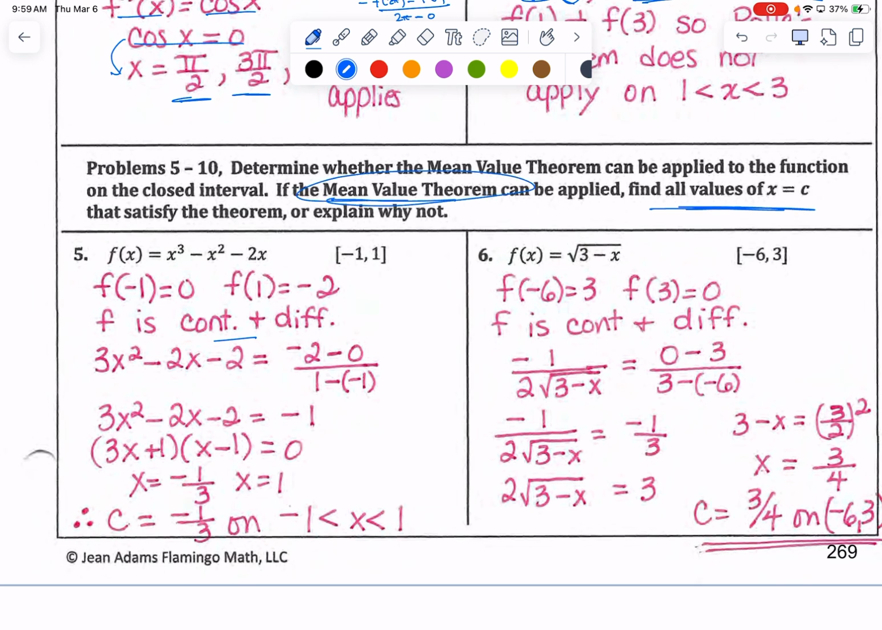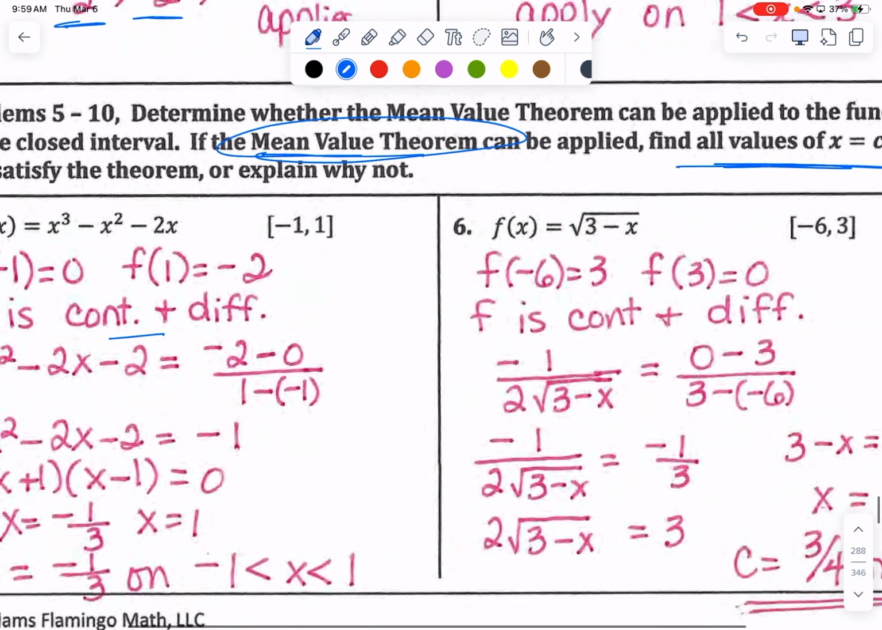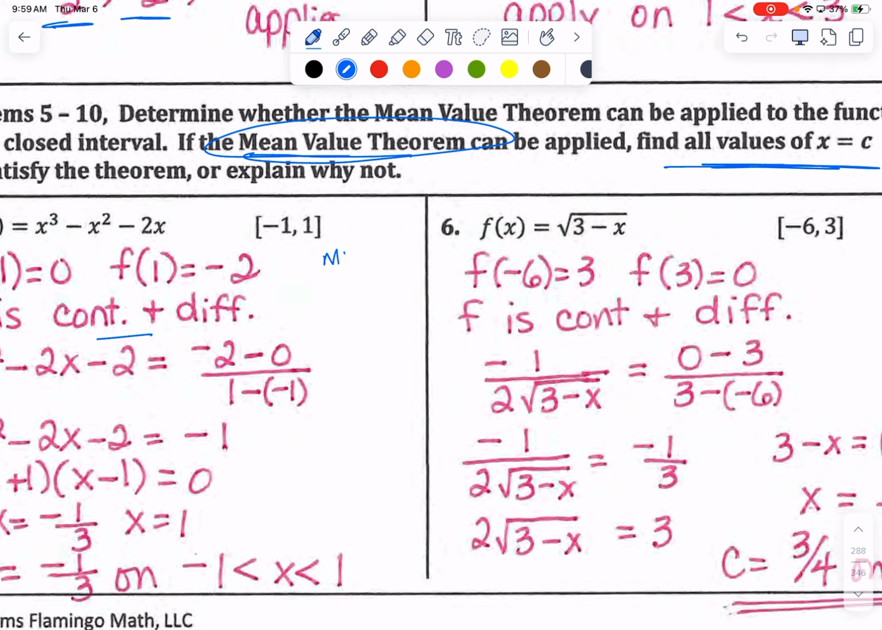Okay, so we're going to find out what the slope of the secant is. Now, here's what you need to memorize from MVT, everybody. You need to memorize with MVT, first of all, what is required. What is required to use MVT?